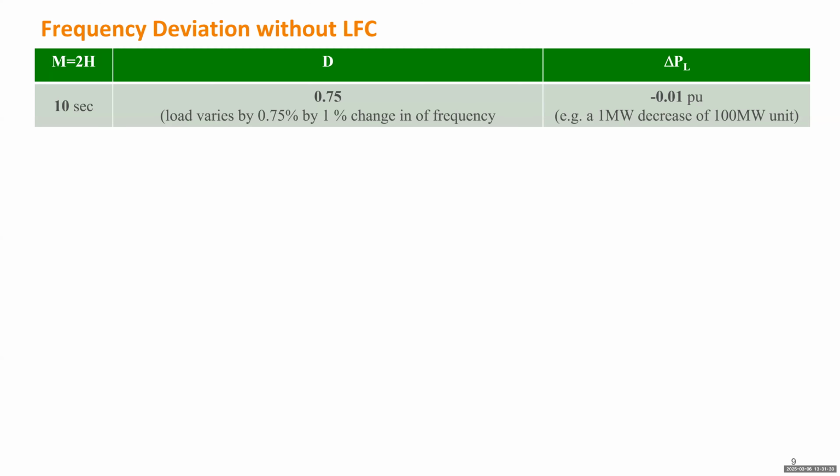Okay, that's the D value. So now we consider the load will decrease by 0.01 per unit, which is about 1%. If the load is 100 megawatts, we'll only decrease the load by 1 megawatt. So let's see what happens on this generator. This is the model of the transfer function from the load change to the frequency change.